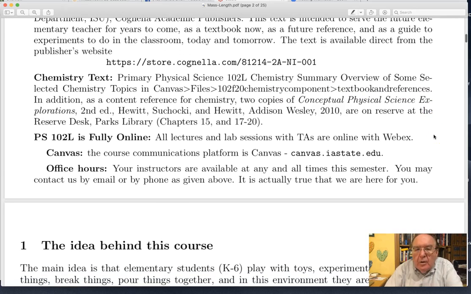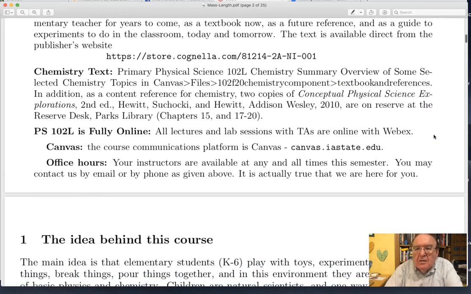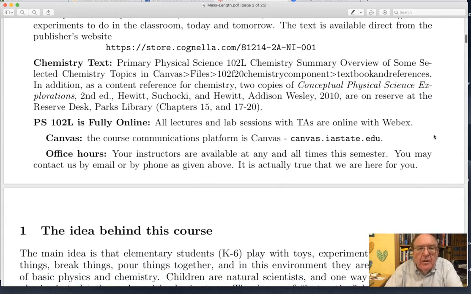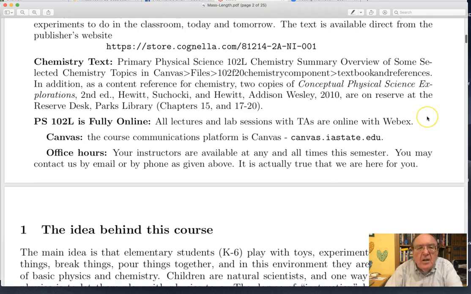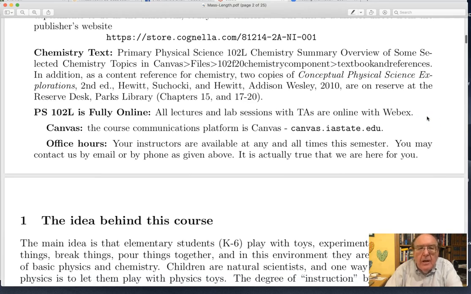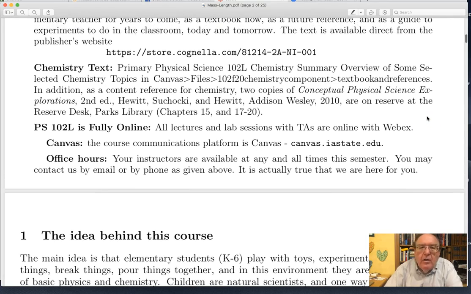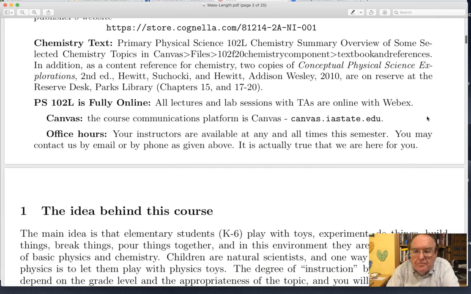And there's also a very excellent physics textbook by Hewitt and Hewitt called Conceptual Physical Science Explorations. That's in the Parks Library. So all that information is available. You shouldn't have any trouble finding content information.